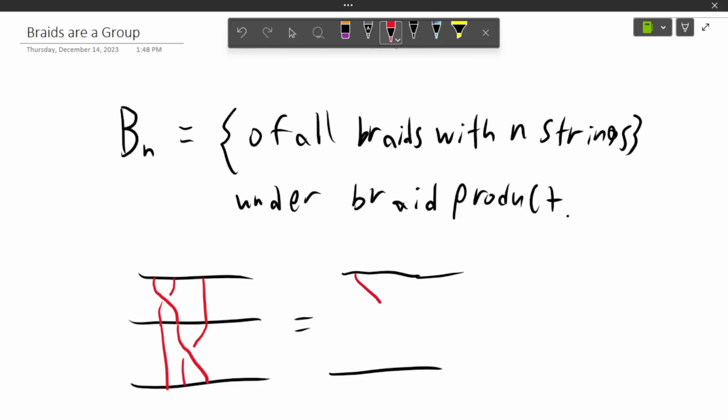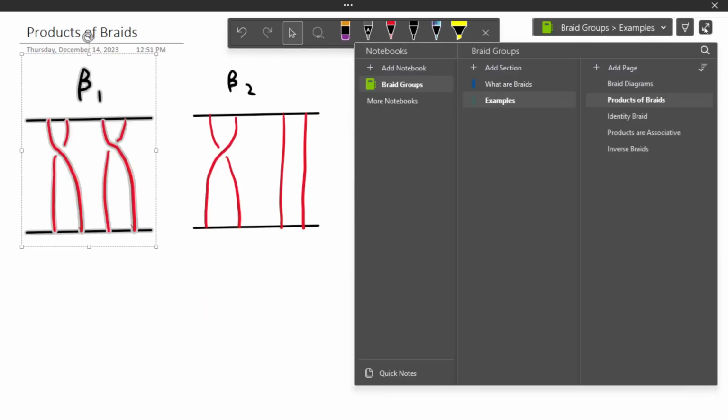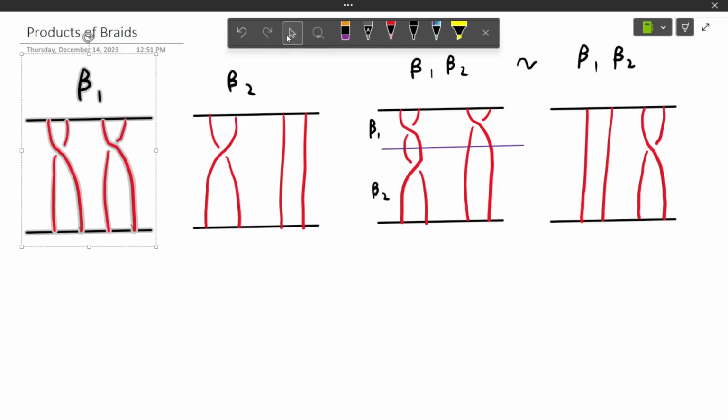And we can treat them as if we have a single braid with the combined strand patterns. So some more examples of this, we could see if we have the braid beta 1 over here, the braid beta 2, we can attach them together like so, and notice we have this purple line segment showing where the attachment took place.